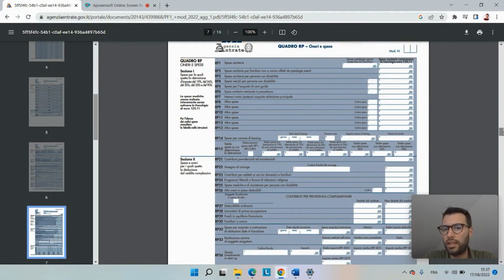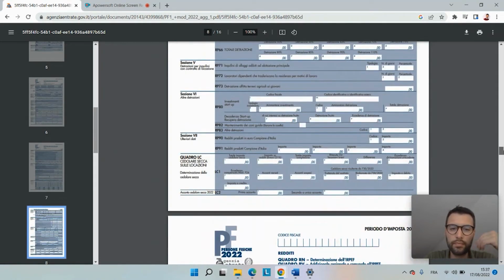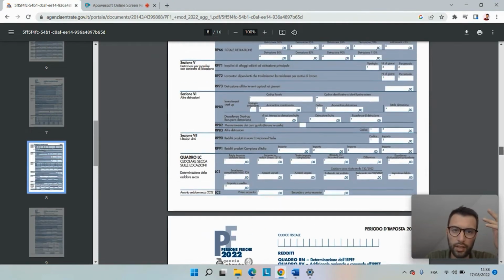Quadro RP is onere spese because, as I said, you can deduct or put in deduction or detraction some expenses. For instance, hospitality expenses. If you buy a vehicle for a handicapped person, for instance a family member with a handicap, you have a higher percentage of deduction. And as you see here, you have a lot of other things that you can deduct and detract.